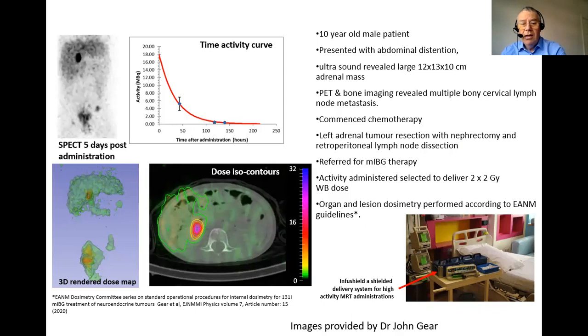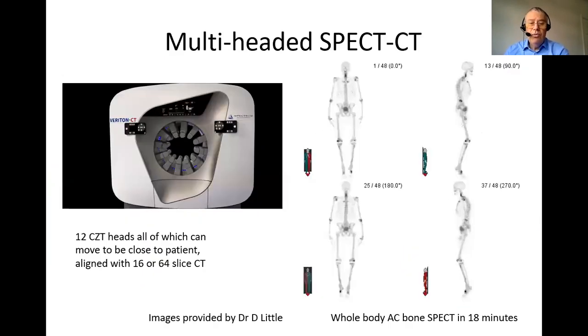And this is from John Gear at the Institute of Cancer Research, showing we can actually provide absolute doses for patients we're treating. Finally, of course, there are now new multi-headed SPECT-CT cameras. This is one from a company called Spectrum Dynamics, and this is the Veriton SPECT-CT. And here we have a whole body attenuation corrected bone scan done as a tomographic SPECT, and the whole thing took just 18 minutes, which is half the time it takes to do a SPECT-CT of a single site. So you can now do tomographic SPECT, attenuation corrected, or SPECT-CT in the same time as a whole body planar bone scan using these new technologies. This comes from Dr. Little at Bath in the UK.